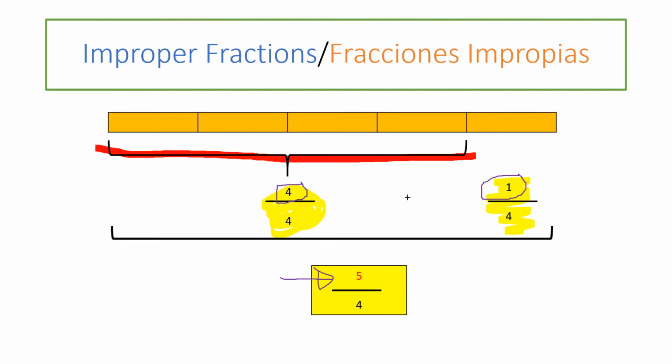This is an improper fraction because the numerator, which is 5, is greater than the denominator, which is 4. Why is 5/4 an improper fraction? Oh yeah, it's because the numerator is greater than the denominator. And it's also greater than 1 whole.